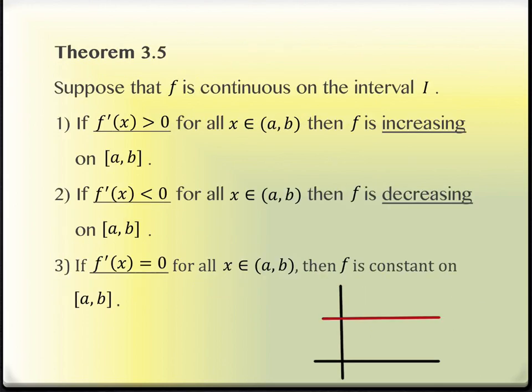And then the third one says that if the derivative is zero on an interval, not just at a point, but on an interval, then we have a constant graph. We don't see number 3 happen all that frequently. Most of our graphs have a changing nature to them. They're increasing, they're decreasing, and sometimes multiple pieces of that going on.